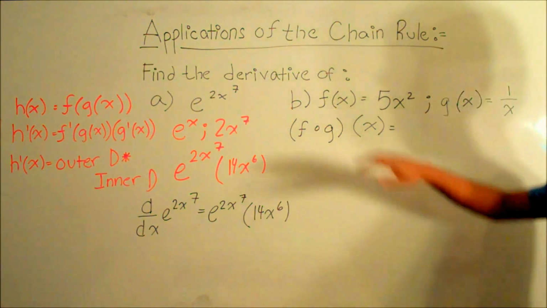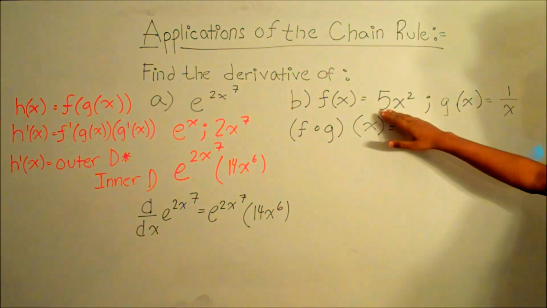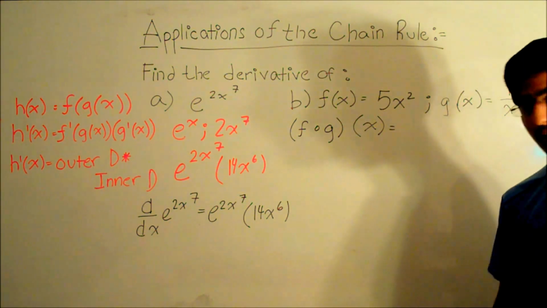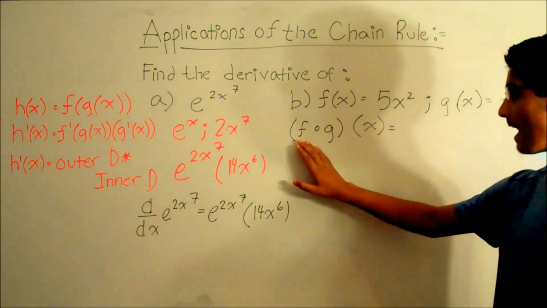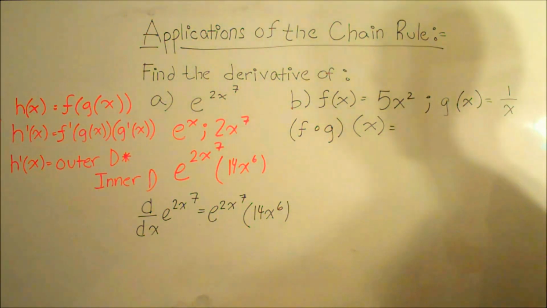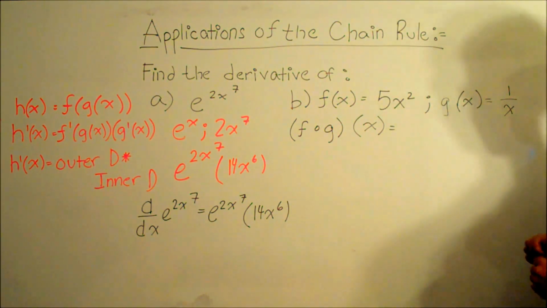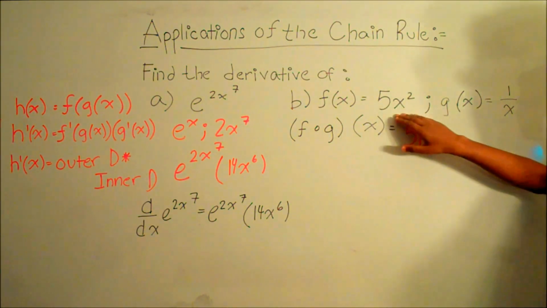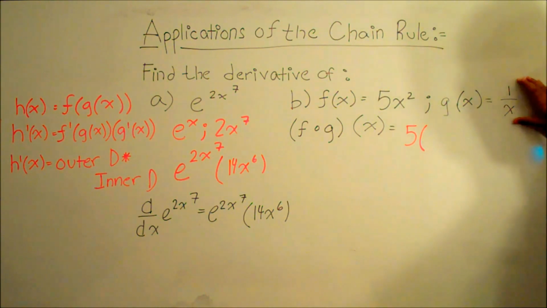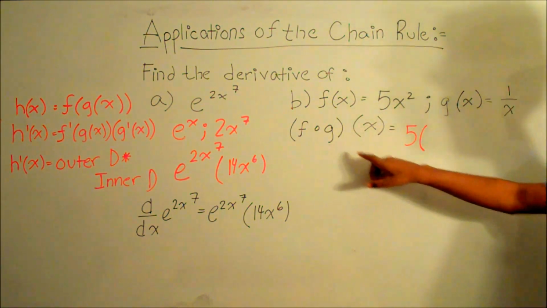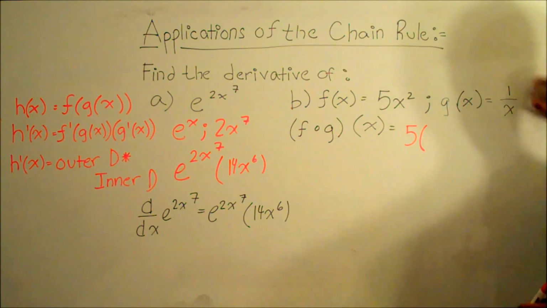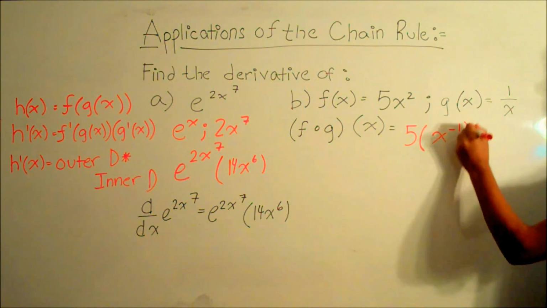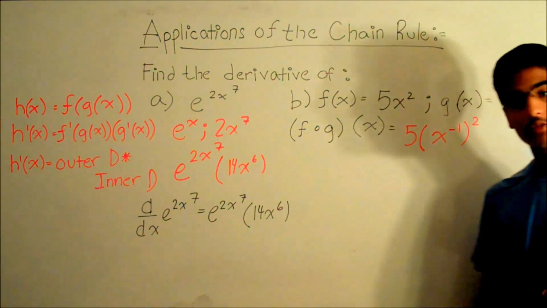In problem B, we're already given f of x is equal to 5x squared, and g of x is equal to 1 over x. We're also given the composition, so that we know that f of g of x is what the function is. So f of g of x would be 5, and now instead of putting an x here, since it's a composition, we have to put in g of x for x, because we know it's f of g of x. And we know that 1 over x can be written as x to the negative first power, to the 2nd power.